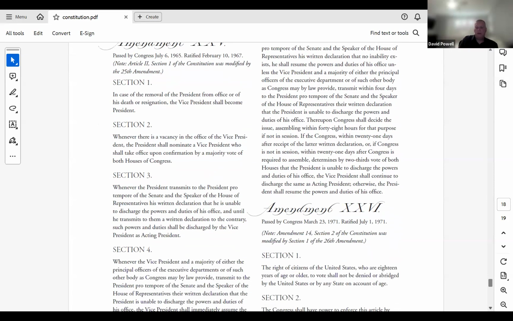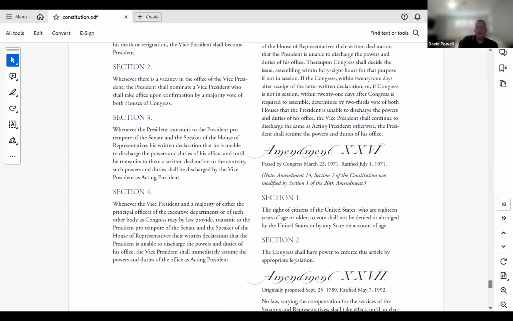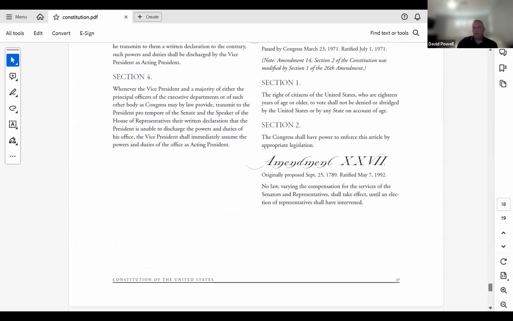26th Amendment then gives the right to vote to 18, 19, and 20-year-olds. And then finally, the last amendment to the Constitution, the 27th Amendment, provides us with Madison's amendment that the compensation of members of Congress cannot vary until an intervening election has occurred. I know we went through that very quickly because we're almost out of time, but that's kind of an overview of the 7 articles and the 27 amendments in the federal Constitution.